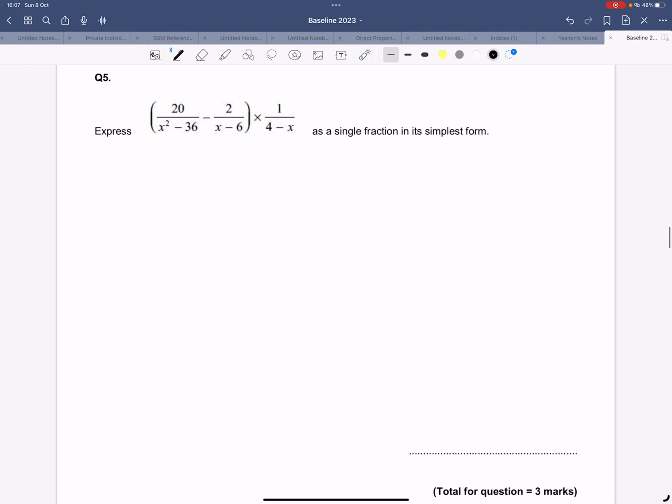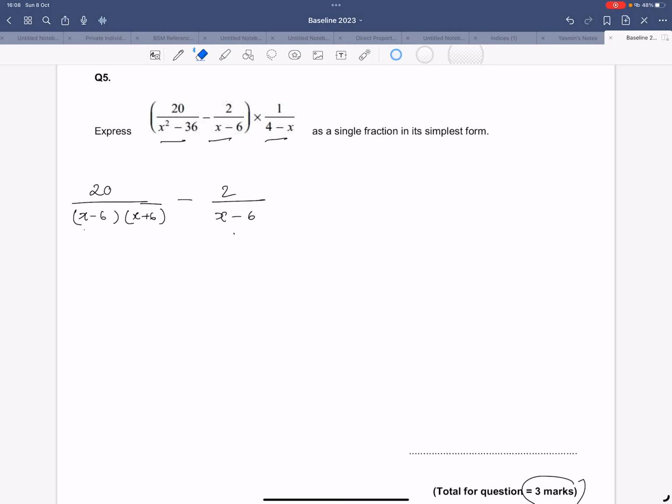Now, when you see 3 marks only for this question, what comes to your mind is that you must think about, why is sir giving me 3 marks with 1, 2, 3 fractions? That means there's something that we need to look at. X squared minus 36, you should have all factorized it as x minus 6 and x plus 6, minus 2 over x minus 6. You should have realized that there's a collect like terms here.